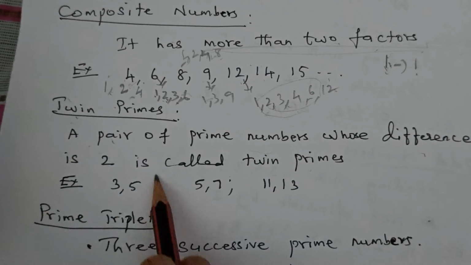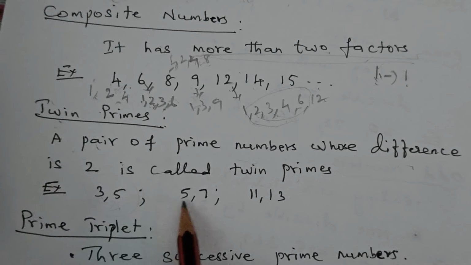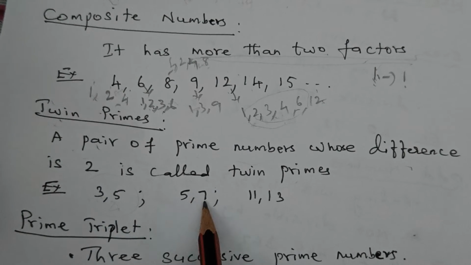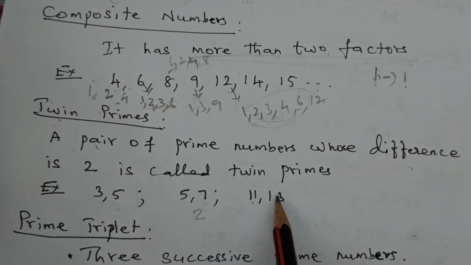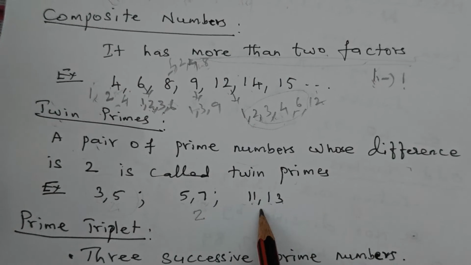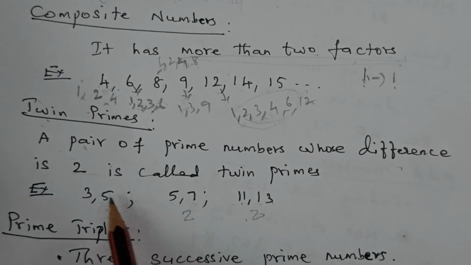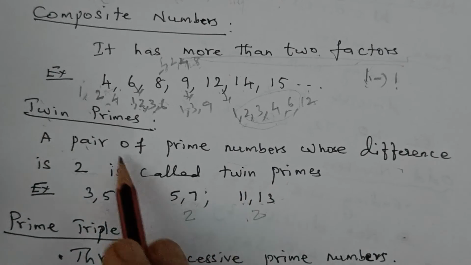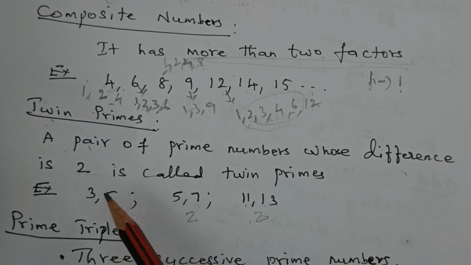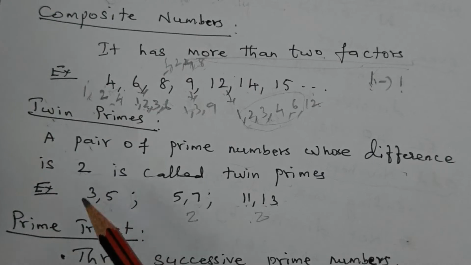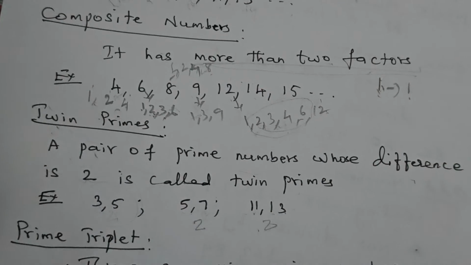You take 2 prime numbers. Their difference should be 2. See, 3 and 5. 5 minus 3 is 2. 5 is a prime number, 7 is a prime number. 7 minus 5, the difference is 2. 11 is a prime number, 13 is a prime number. And 13 minus 11, the difference is 2. When you subtract them, your answer should be 2. Such prime numbers are called twin primes, 2 prime numbers whose difference is 2. Try to find out many more twin primes on your own.